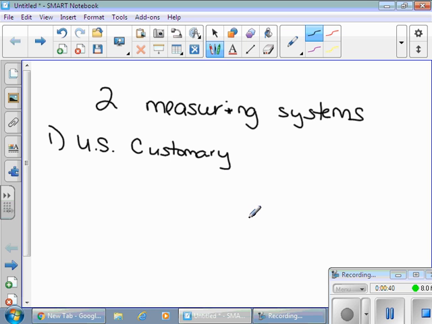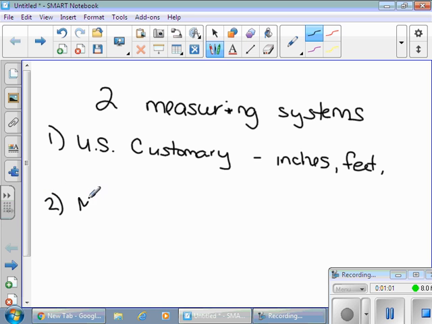And this is what we prefer in the United States. We're talking about inches, feet. Those are the U.S. customary, all right? Inches, feet.